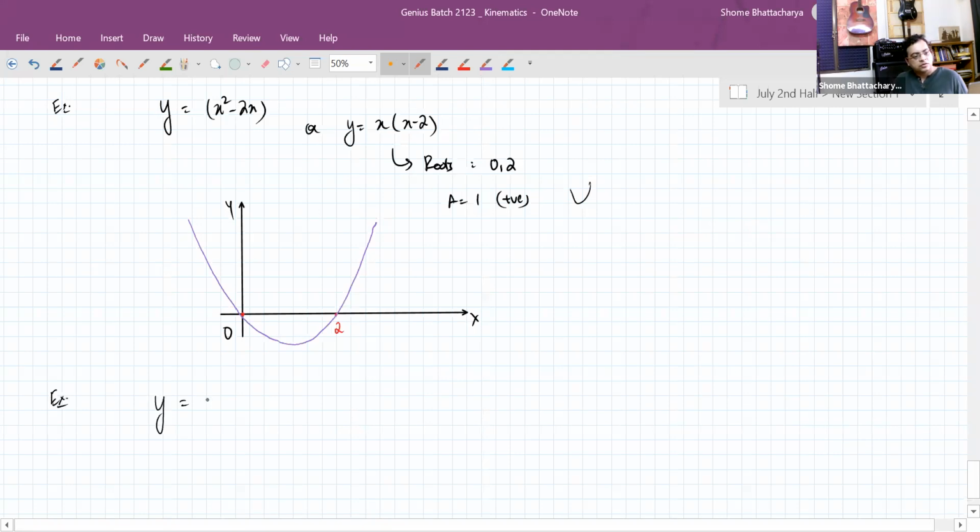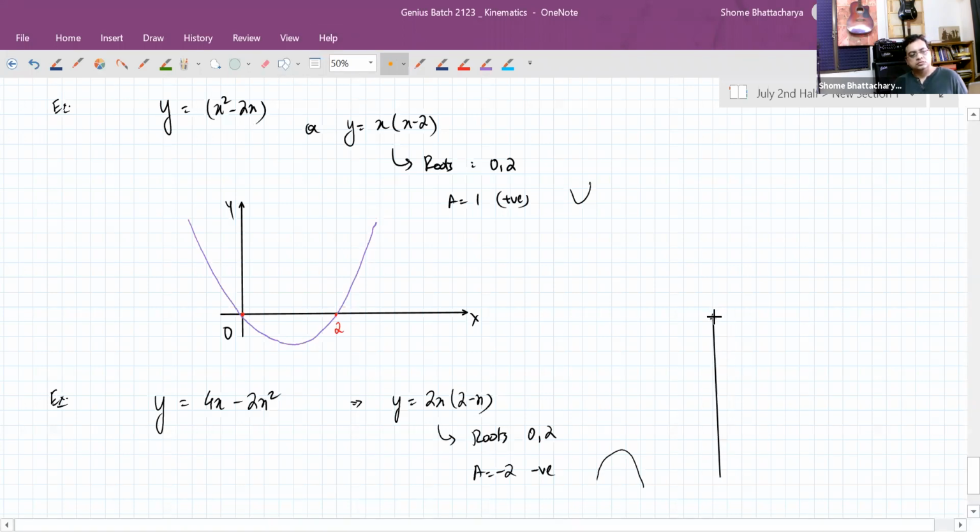For example, like we now have, you can see two things here, that the roots are again 0 and 2. Okay. But this time A is minus 2, it's negative. It's a parabola shaped like this. Okay. So this graph will now look like this. Now I'll show you very quickly how to find the peak point and all that also. Okay. But first thing, let's just get used to the shapes.